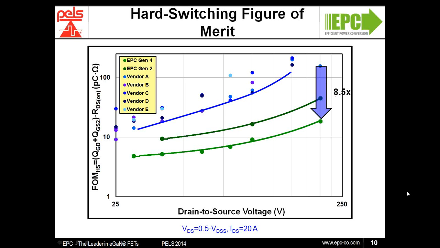Overall, these latest devices show about an 8x improvement over silicon at 200 volts, a 6x improvement at 100 volts, and at lower voltage a still exceptional 3.5x improvement.